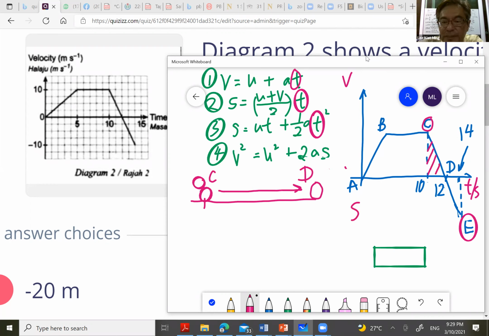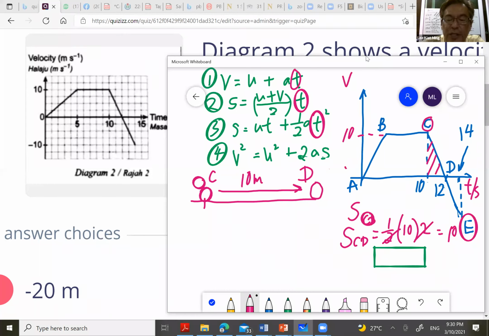So the distance from C to D will be the area. I'm writing CD, C to D. The formula is half times base times height. The height here is supposed to be 10. Easy job, half times 10 times 2. We cancel the 2, and you're going to get a positive 10, because the graph is at the top, positive. So in other words, it moves positive 10 meters to the right side.